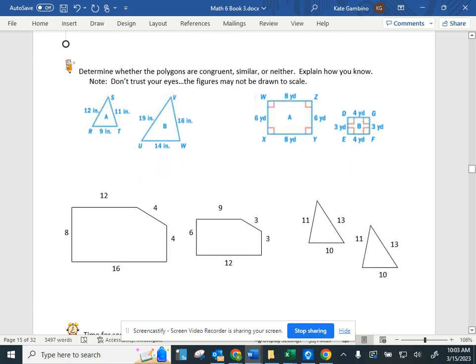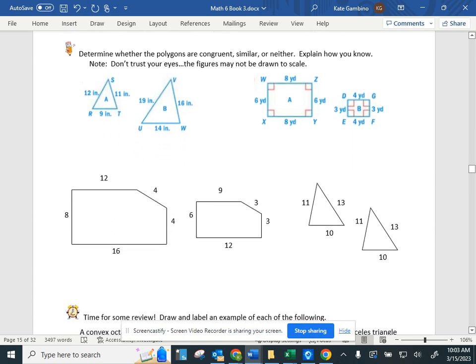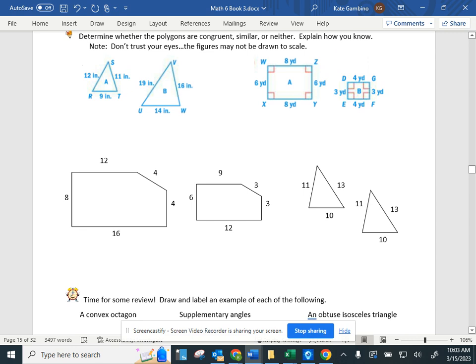Then it says, determine whether the polygons are congruent, similar, or neither. Explain how you know. Don't trust your eyes. The figures may not be drawn to scale. So we have to do the math.